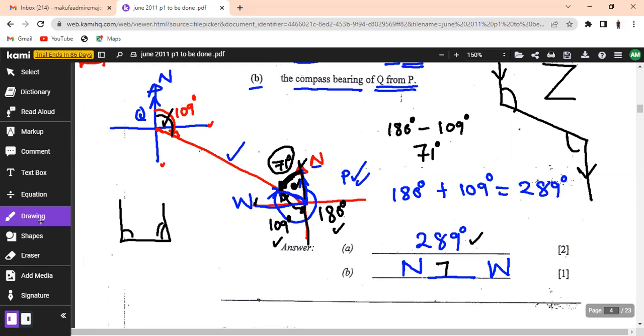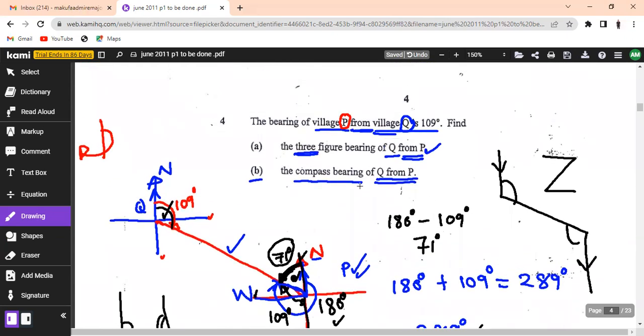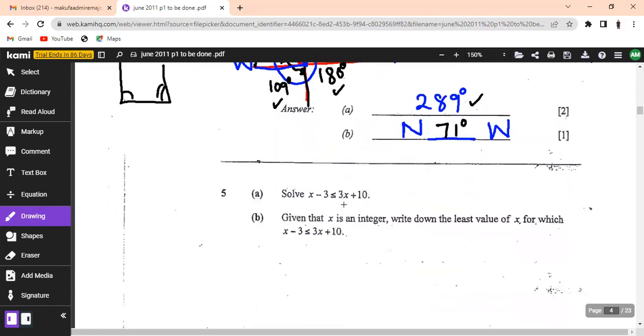Okay, so that is the angle that you're going to write in here. So it's north 71 degrees to the west. That is how you're supposed to answer these typical questions on bearing, okay, compass bearing.